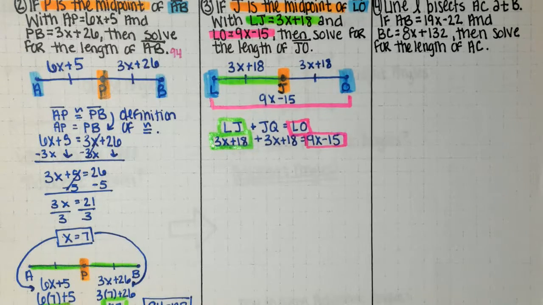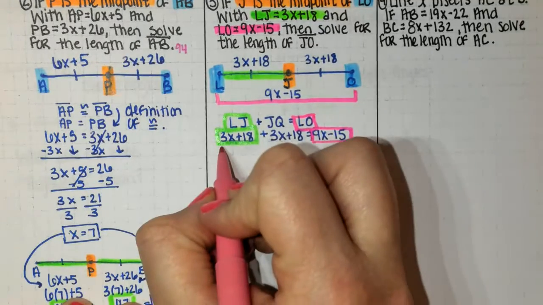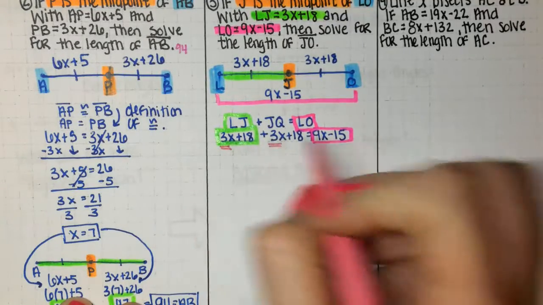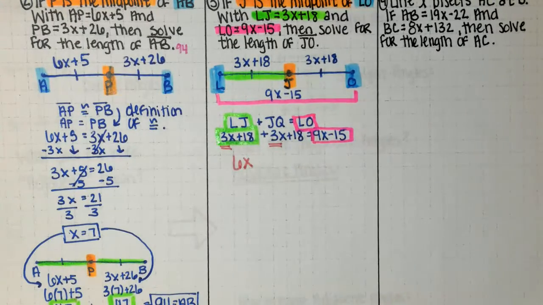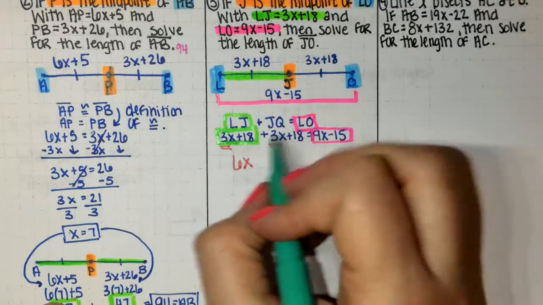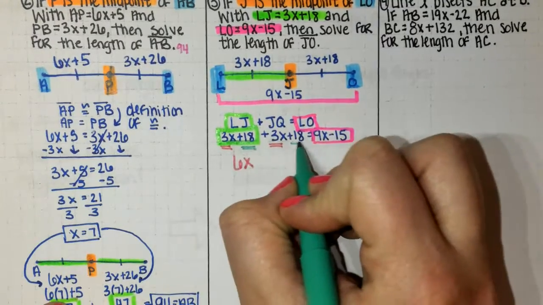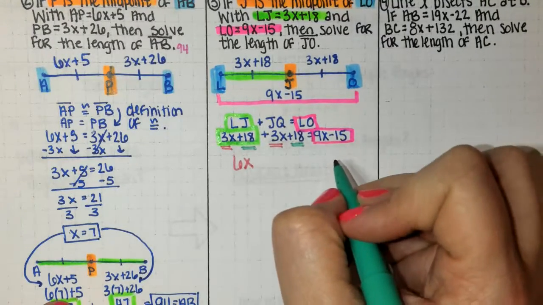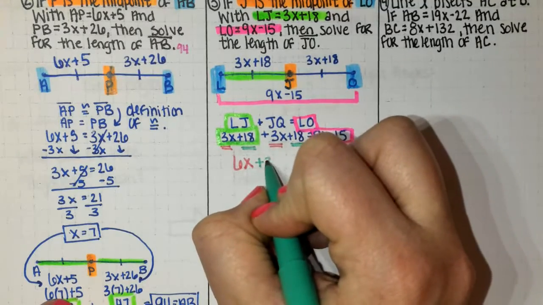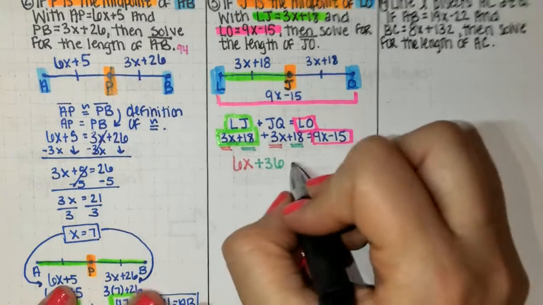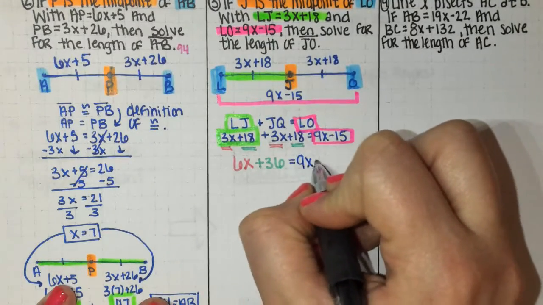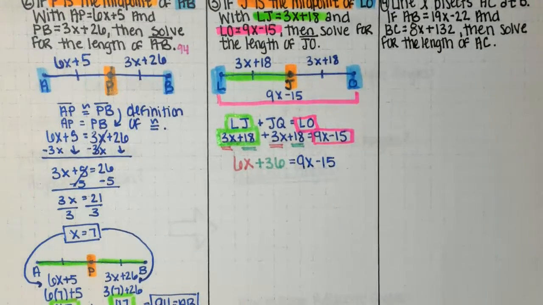So from here, we're going to combine those like terms just like before. We have a 3x plus a 3x for a total of 6x. And then we also have some 18s over here. 18 plus 18 is 36, so plus 36. On that right-hand side of 9x minus 15, we don't do anything. There's nothing to combine. So just kind of bring it all down.